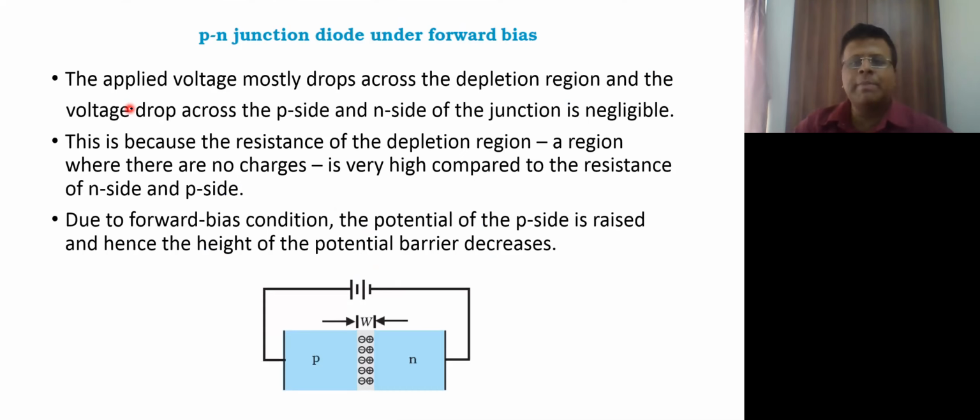As I spoke some time back, some points which I told are written out here: due to the forward bias condition, the potential on the P side is raised, and hence the height of the potential barrier is decreasing.